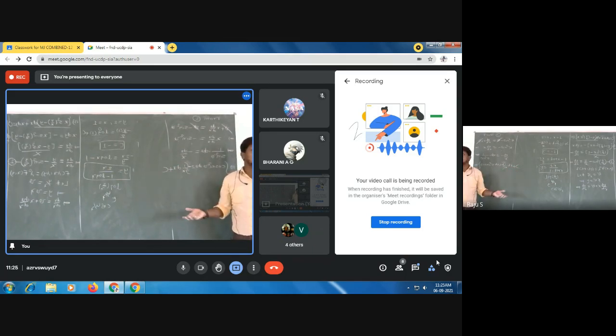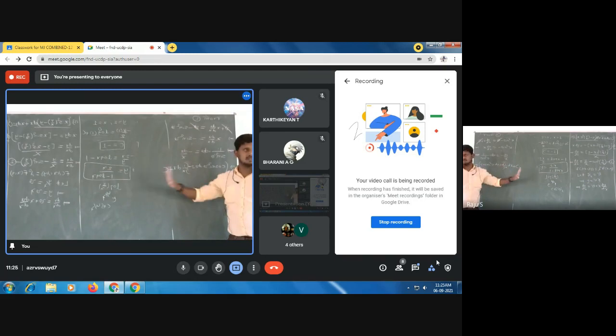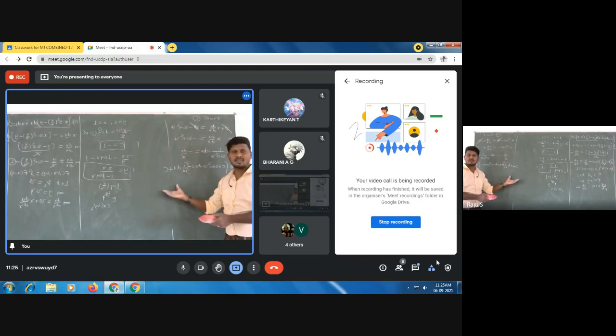In a particular solution, you can simply take c. When they have given the initial condition, the x value and y value, you can simply take c. Don't get confused. If you take log c also, we get the same answer. No doubt in that. Okay.